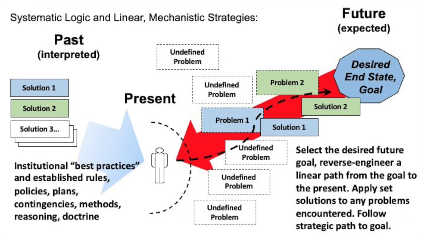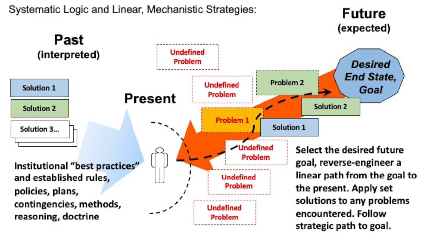Between the present state where the military strategist sits and this desired future singular end state are a range of undefined problems. They are placed in a random arch in this graphic, indicating that in any complex security context, a range of diverse problems will exist.